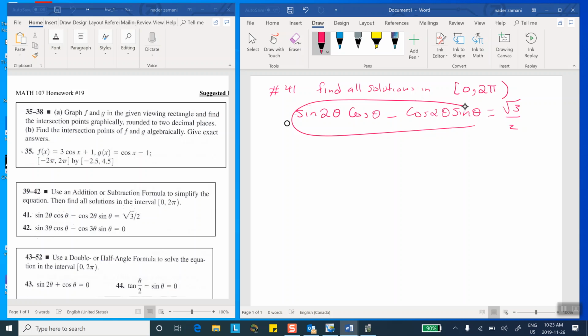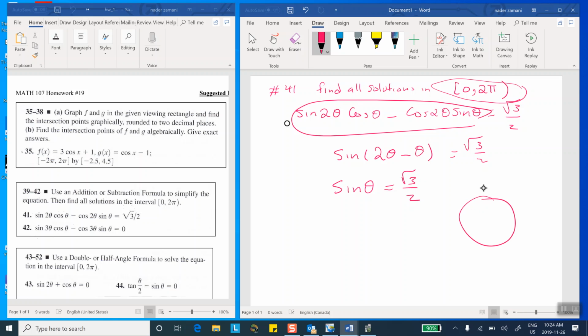It tells you that you should be using the addition and subtraction formula. If you look at the formula sheet that I gave you, this is actually sine of 2 theta minus theta. Just look at the formula that you've got. If you apply that formula, you're going to get the thing on the top, so these are the same thing. And this is sine of theta equal to root 3 over 2. So our job is to find all thetas in the interval 0 to 2 pi where this is the case.